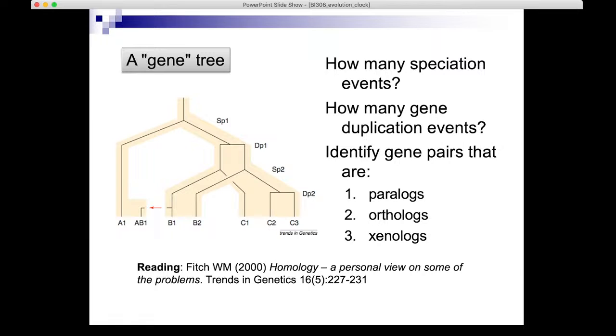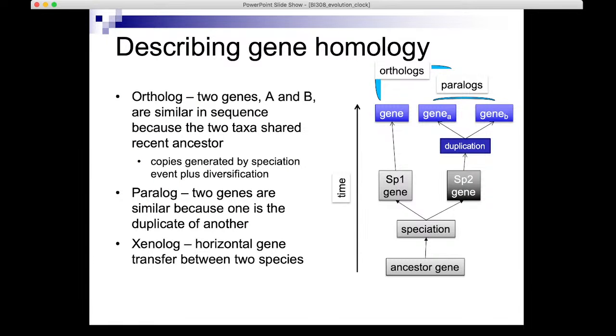And then xenologs we won't really talk about, but xenologs are the idea that the gene has literally been inherited from another species directly. So, like viruses bringing in genes or something like that. Okay, so we've already just talked about orthologs, paralogs, and xenologs. So these are your definitions. Orthologs, two genes A and B, similar because of a shared recent ancestor. And again, orthologs are what we hope we have collected in our lab exercises.